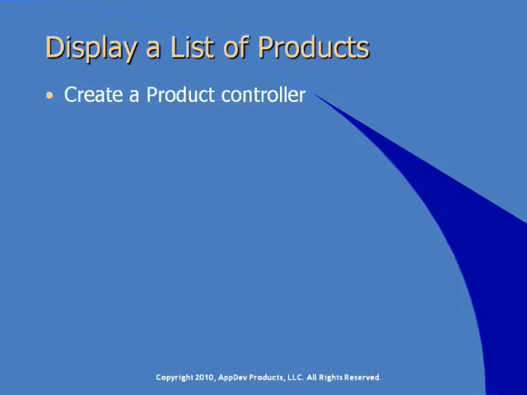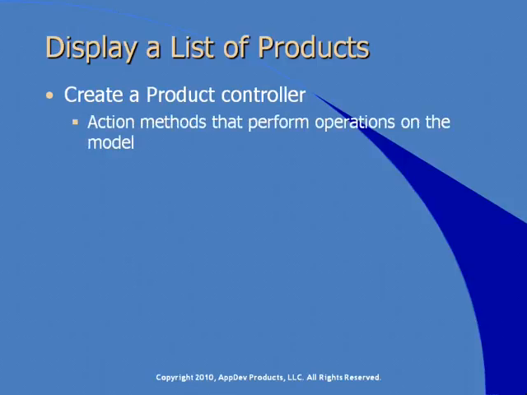Now it's time to put the model to use. What we're going to do now is create a product controller with action methods that perform various operations on the product model and display various views. We're not going to implement a complete application here, but we'll do enough so that you can see how easy it is to use an entity framework model within an MVC application.